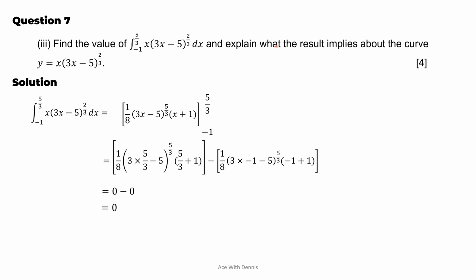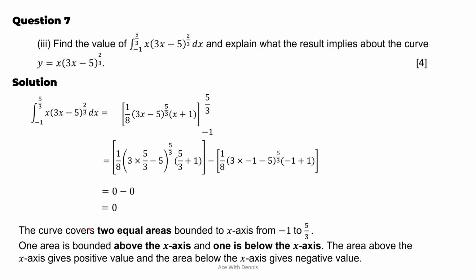That's why the question asks, explain what the result implies about the curve of this equation. So what does it mean? It means that the curve covers two equal areas bounded by the x-axis from -1 to 5 over 3. One area is above the x-axis and one is below the x-axis. The area above the x-axis gives a positive value and the area below the x-axis gives a negative value. Therefore, when we add together, we'll get 0.